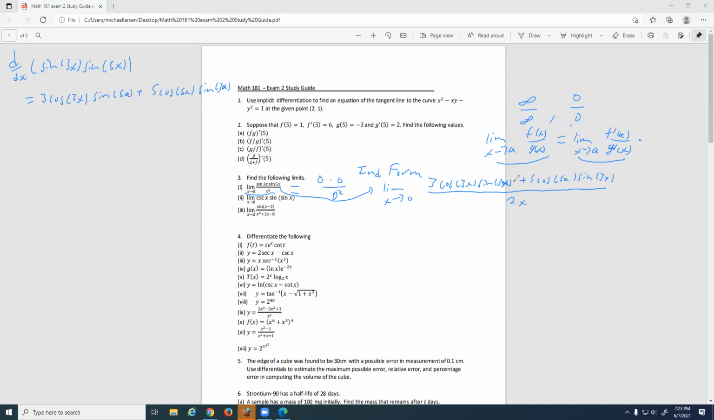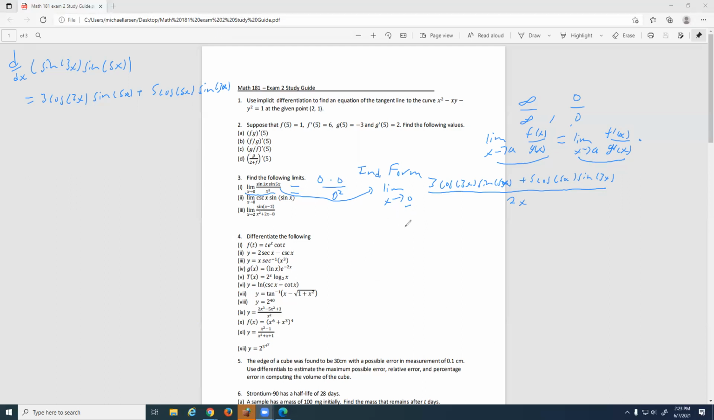Unfortunately, you'll see now if we try and plug in x equals 0, we'll still have an indeterminate form, because the sine of 5 times 0 is just 0, so this term goes to 0. The same thing happens with the second term, because sine of 3 times 0 is just 0. So we have 0 in the numerator, and we still have 0 in the denominator because we have 2 times x. Unfortunately, we still have an indeterminate form, so we're going to have to apply L'Hopital's rule again.